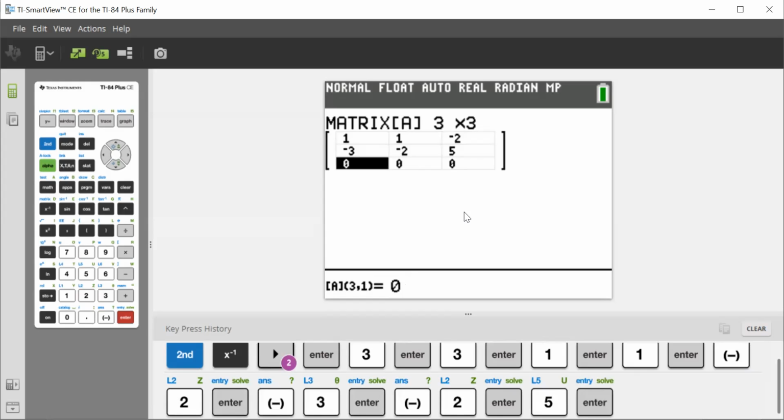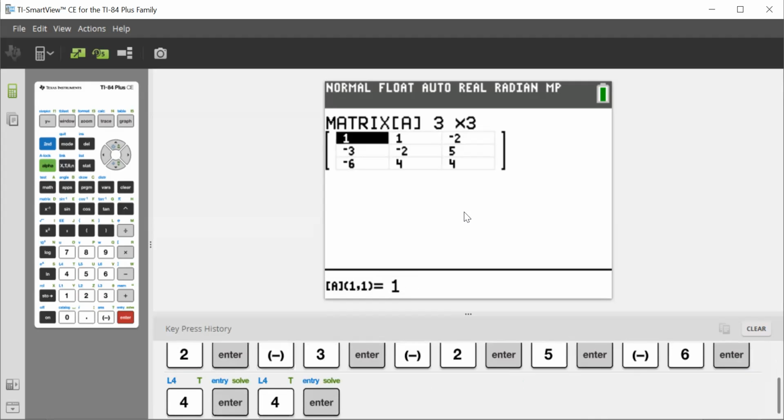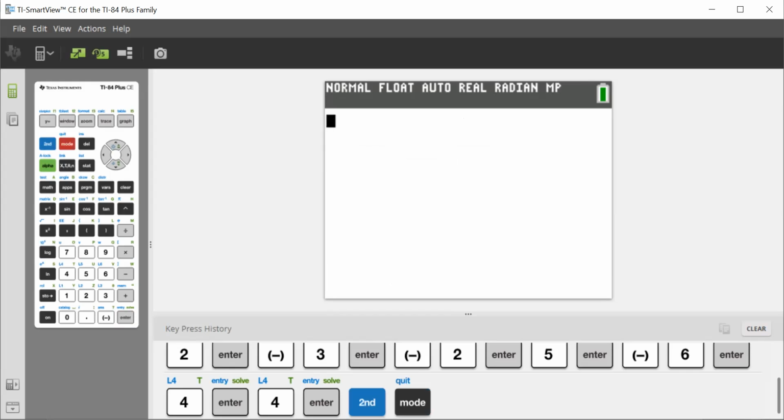And then the third row was -6, 4, and another 4. Okay, so that should be the matrix that you have in. Double check and make sure you have the right matrix. 1, 1, -2, second row, -3, -2, 5, and third row, -6, 4, and 4. All right, so I've saved that. So I'm going to quit, go back to my home screen.